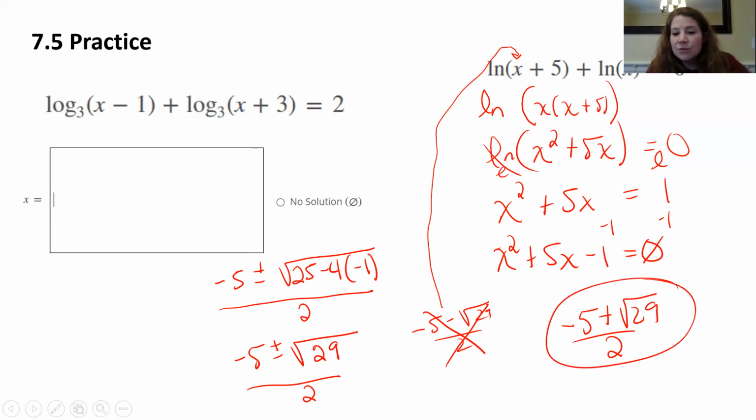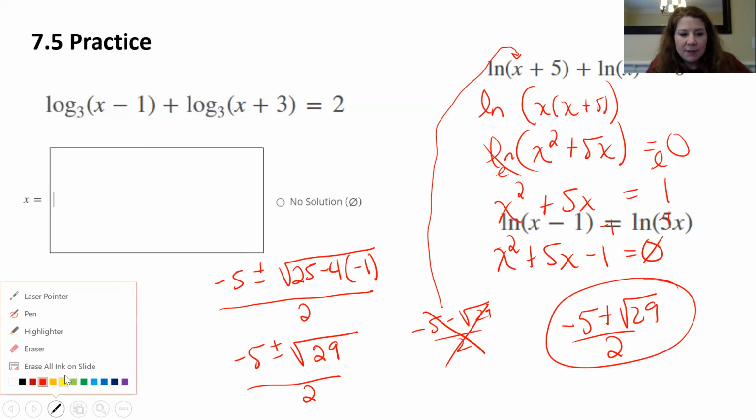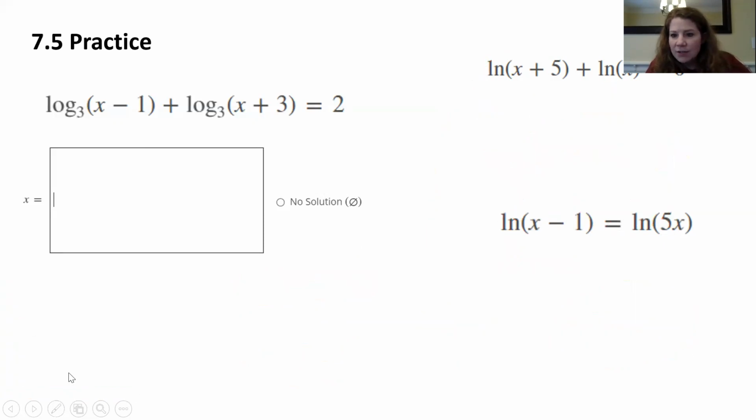Now be careful to read your directions. Some of them tell you to give an exact answer, which means to include the radical. And some of them tell you to round to 2 decimal places. So of course your calculator will do that for you. So just make sure you read your directions. All right, let's get rid of all this. All right, your next problem.